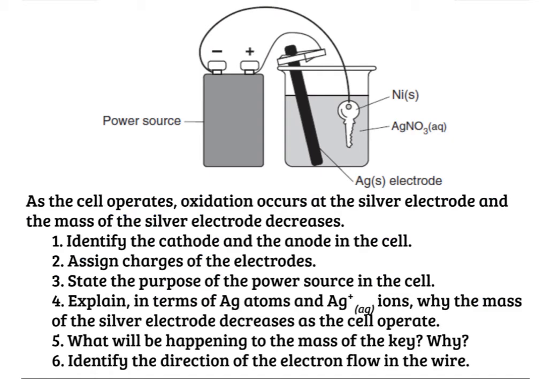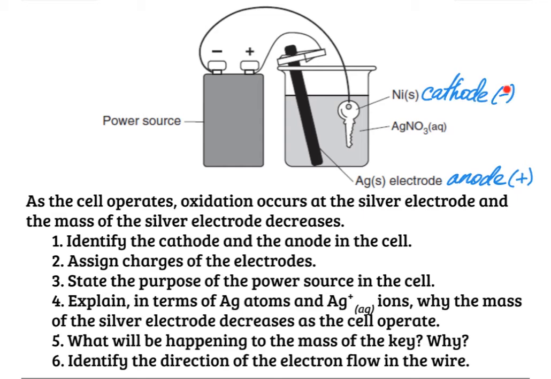Let's see if we can answer this set of questions. We are given information that when this cell operates, oxidation occurs at the silver electrode and mass of the silver electrode decreases. Well, that settles it. Silver electrode is an anode. And since we have a power source here, it is an electrolytic cell, we can say that this anode is positively charged and the key plays role of a cathode and it has a negative charge.